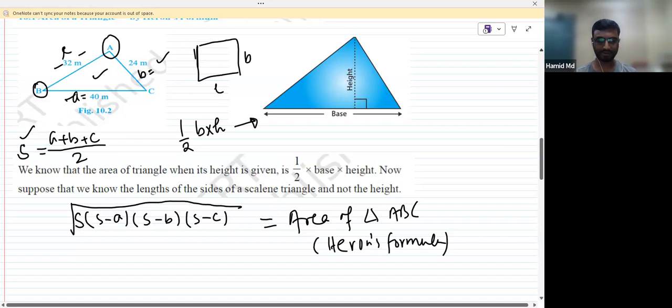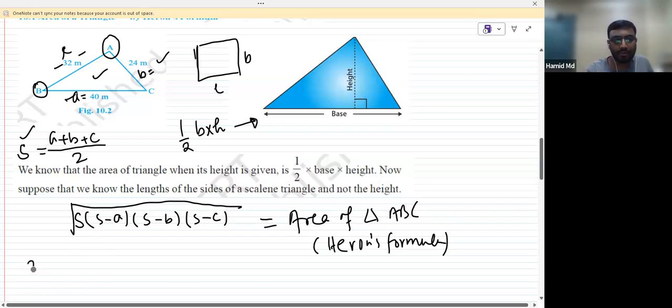You got the point? Yes, sir. I had to subtract them all and then multiply it. I got 384 meter square. Okay, that may be true, but I will proceed.